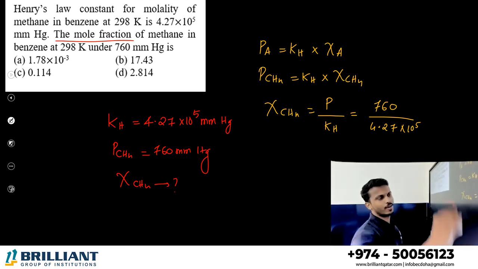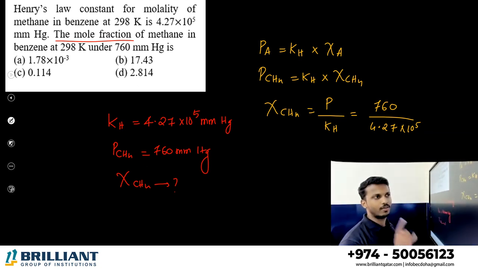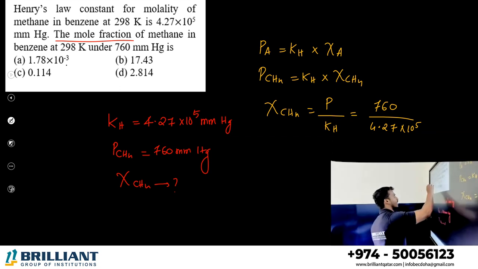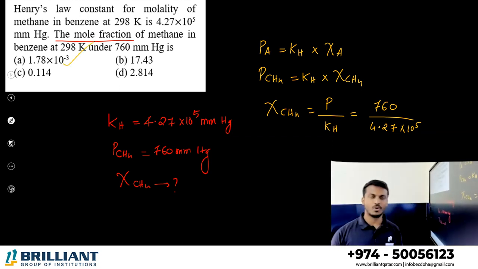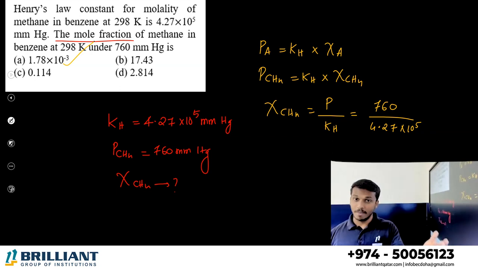At any cost, 10 to the power 5 comes to the numerator, so 10 to the power minus 5. Some value will be there, it will be a negative value. That's the only one given here, option A. So Henry's constant equation based numerical can be expected.